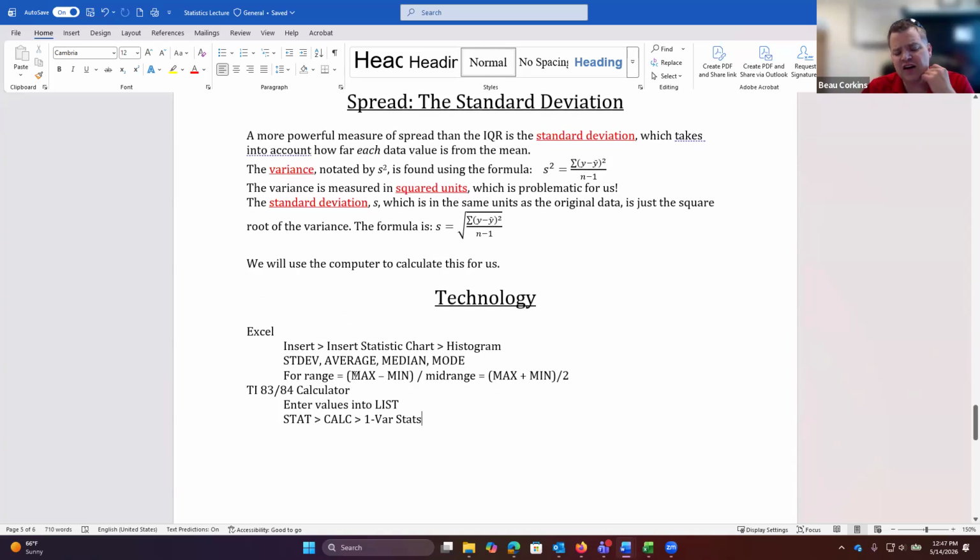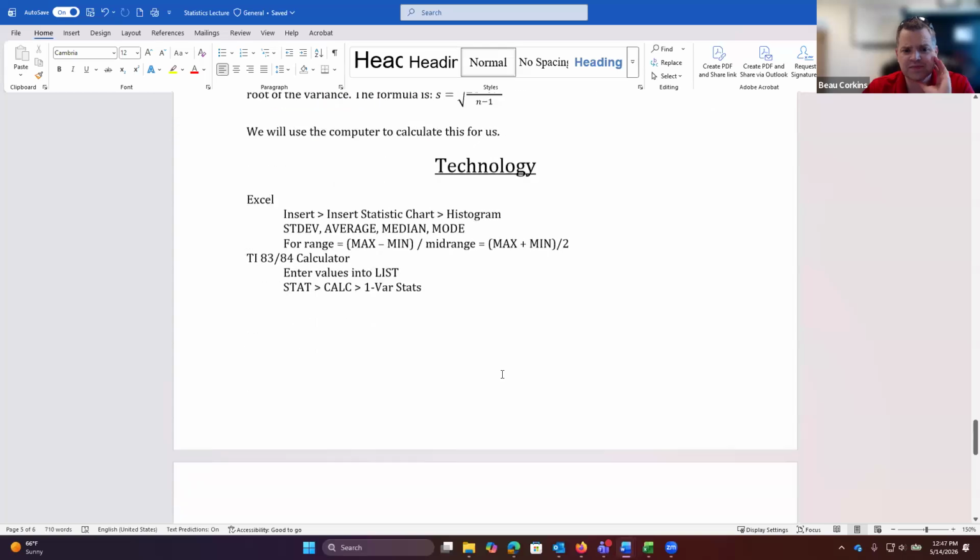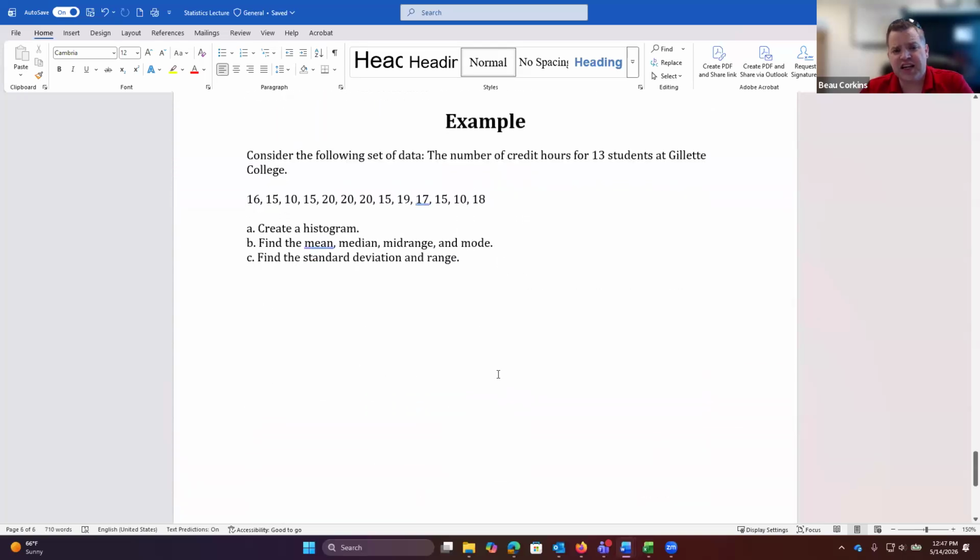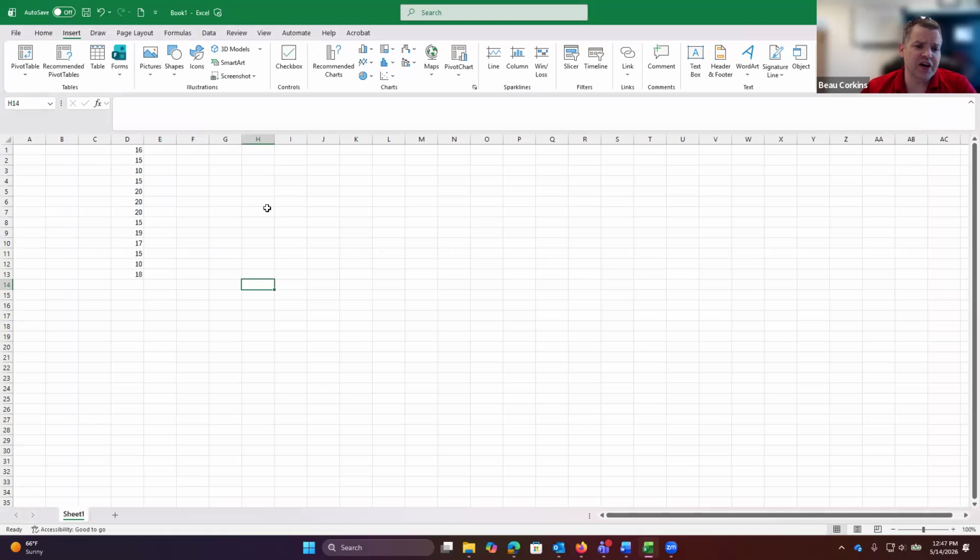So I have the details of how to do this in Excel, just so you're aware. Let's look at an example. I want to look at the data set here, and I want to create a histogram, find the 4 measures of center and the 2 measures of spread. So to Excel we go.